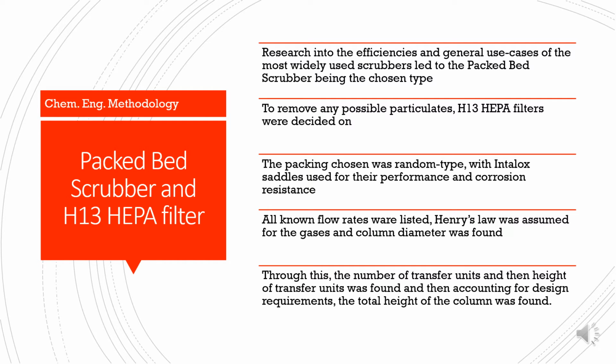The design was done through all the flow rates being listed and through the use of Henry's law assumption, where the solute gas is in low concentration. That was used to find the unknown flow rates. Through these, and using the generalized pressure drop coefficient graph, the column diameter was calculated, and then through this the number of transfer units and then their heights was calculated, and then adding space for design units such as redistribution for flow and for requirements such as de-entrainers. The total height of the column was then found.